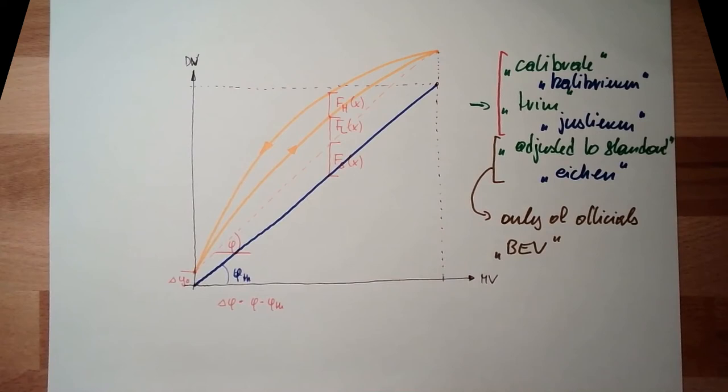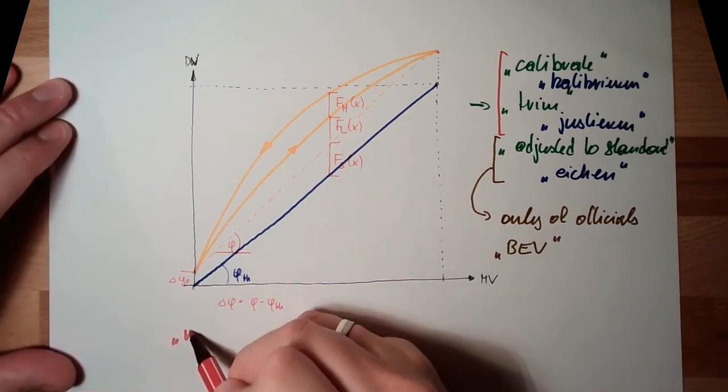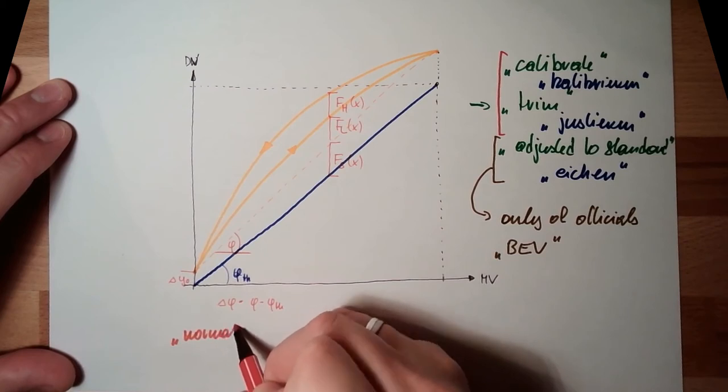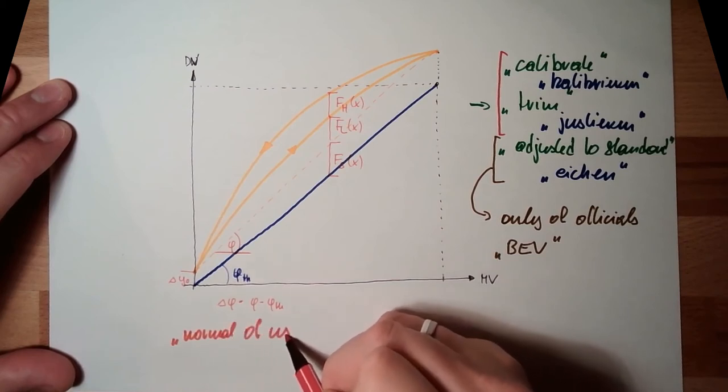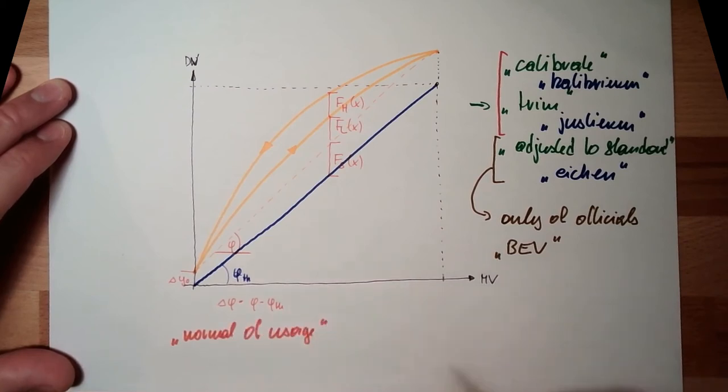Usually at every place there is something called a standard normal, or Betriebsnormal, or Gebrauchsnormal, a normal of usage.